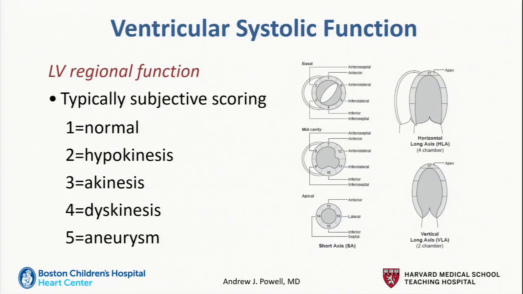And then finally, we talked about global function. Also, with imaging modalities, you can evaluate regional function. There are various schemas. This is probably the most common, the AHA classification, where the segments are named and numbered from short axis and long axis views. The typical subjective scoring system that's applied ranges from normal, hypokinesis, akinesis, dyskinesis, and aneurysmal, where things are thin-walled and bulging out.